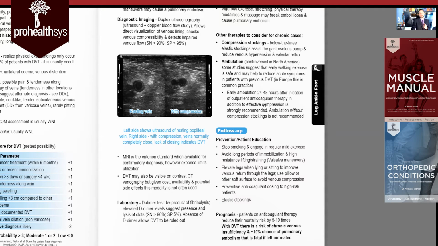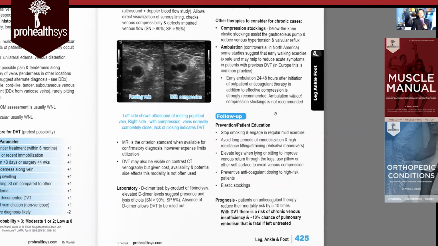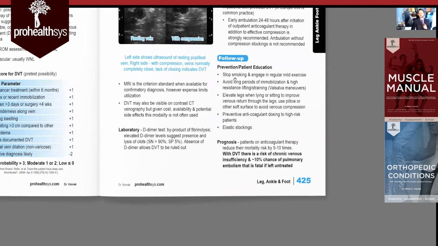Early ambulation after initial outpatient anticoagulant therapy is effective and strongly recommended. You have to be moving. This is a blood stasis issue. Prevention and education for your patient. Stop smoking. Never mind the risk for deep vein thrombosis, your cancer risks, your overall healing risks. We know smoking is killing you.